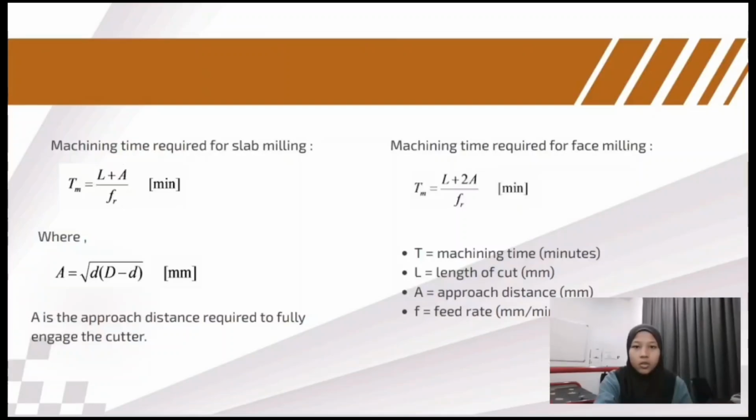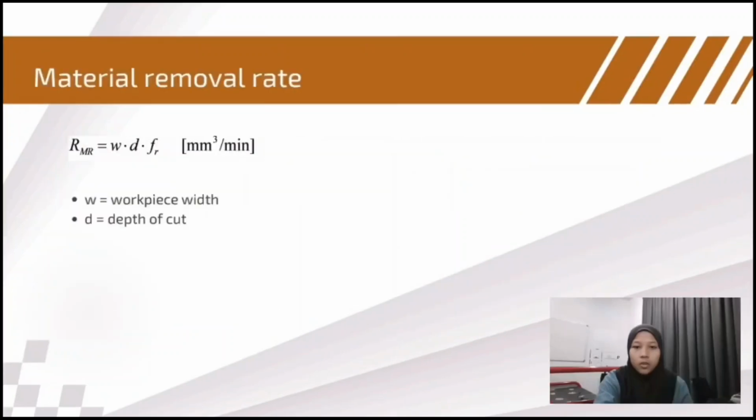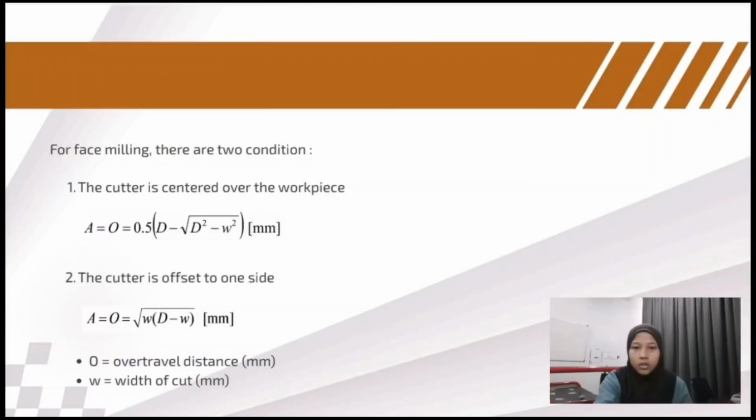Where O is the over travel distance and W is the width of cut. For the formula for machining time required for face milling, it is like slab milling, just add 2 in front of A. So next we go to the material removal rate. Material removal rate is W multiplied by D multiplied by F. W is the workpiece width, D is the depth of cut, and F is the feed rate. So that's all for me.